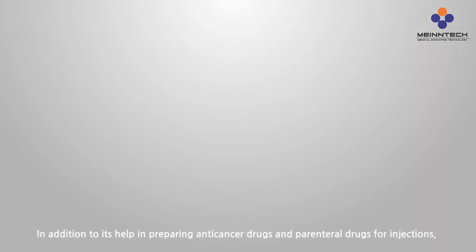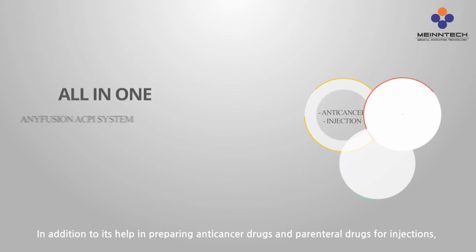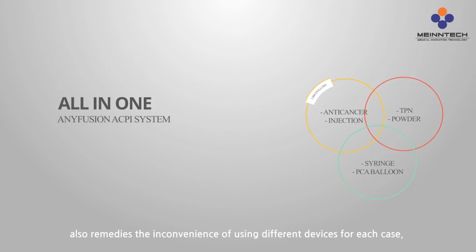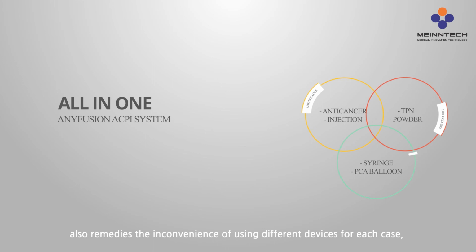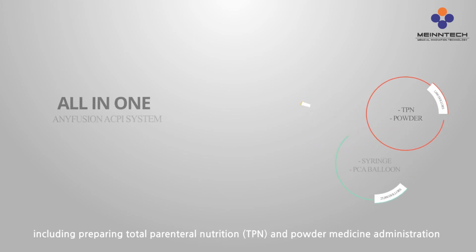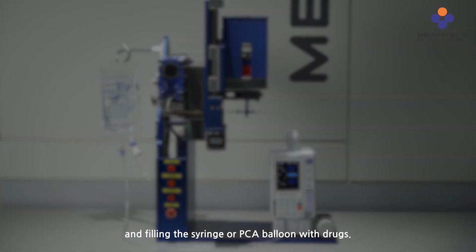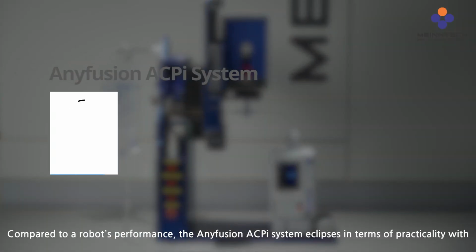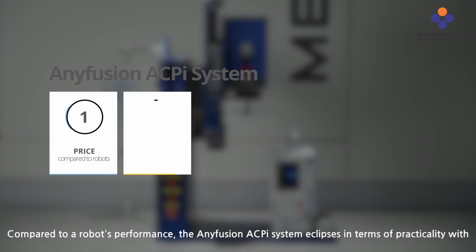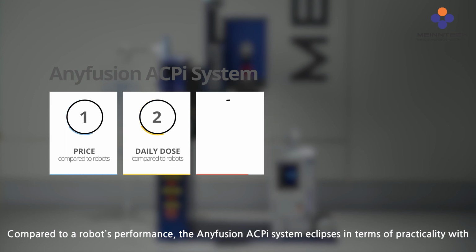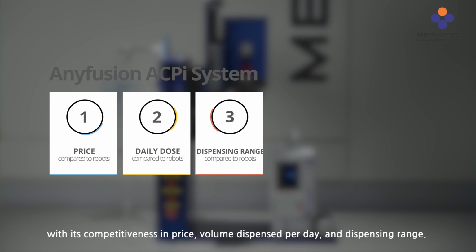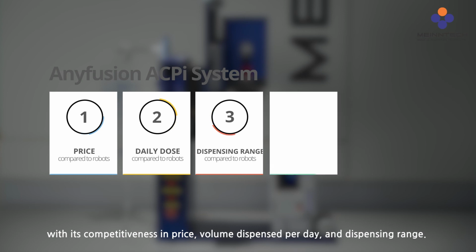In addition to its help in preparing anti-cancer drugs and parenteral drugs for injections, it also remedies the inconvenience of using different devices for each case, including preparing TPN, and powder medicine administration and filling the syringe or PCA balloon with drugs. Compared to a robot's performance, the Anyfusion ACPi system eclipses it in terms of practicality with its competitiveness in price, volume dispensed per day, and dispensing range.